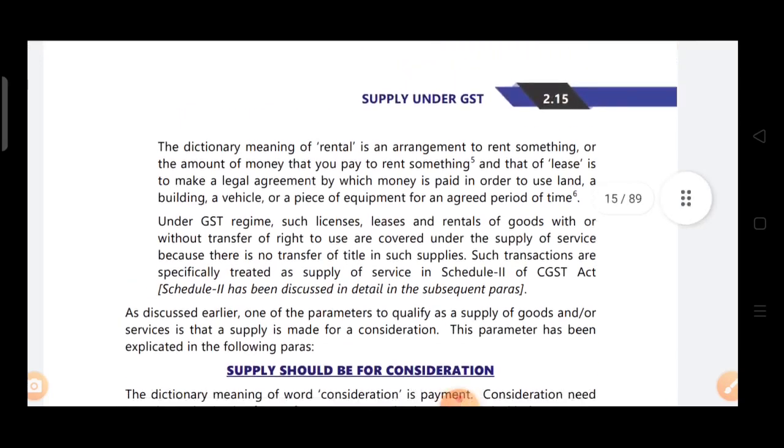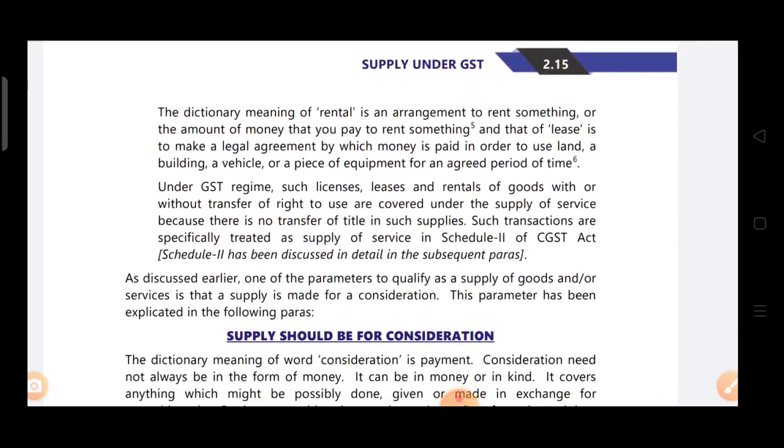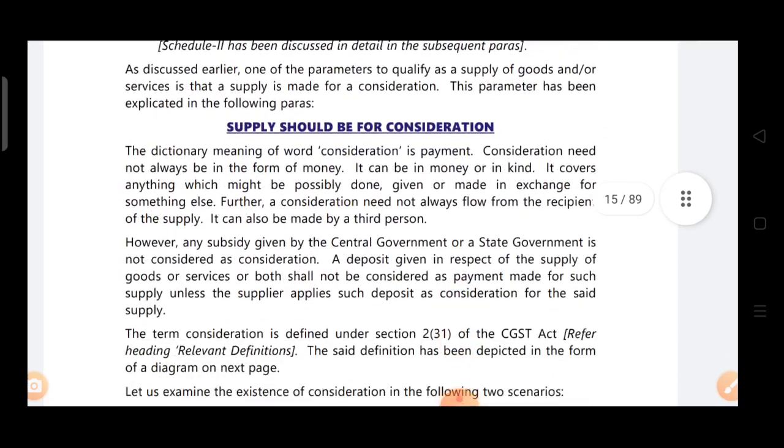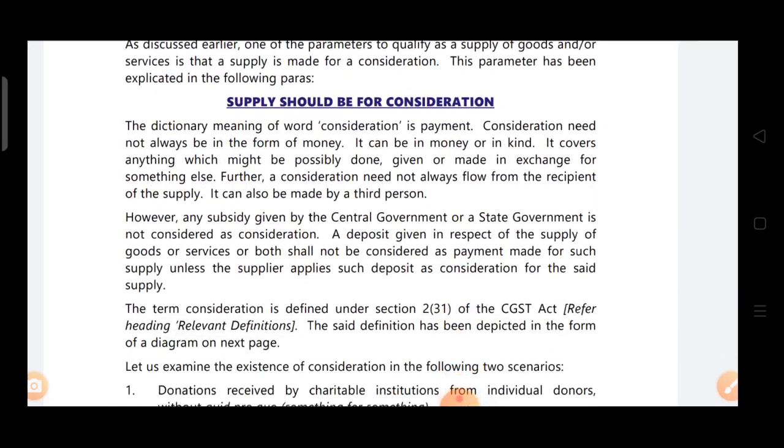So we have already discussed the first parameter, that is, supply should be of goods or services, and with that we have also discussed the various terms, lease, license, these all. So the first parameter is over. Now the second parameter, supply should be for consideration. Now the dictionary meaning of the word consideration is payment.